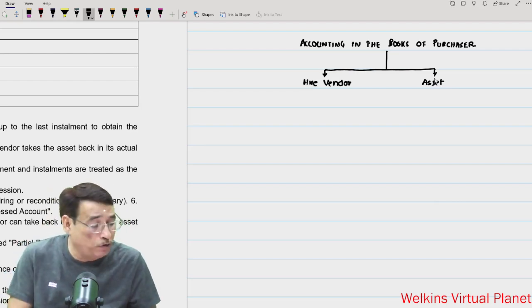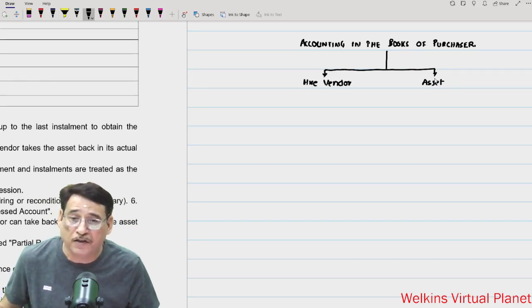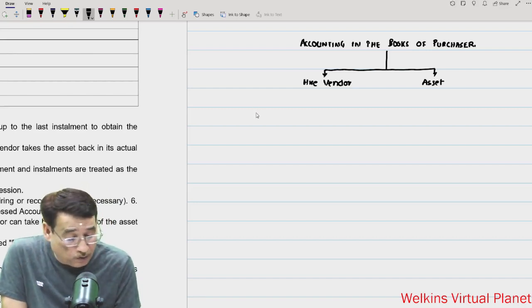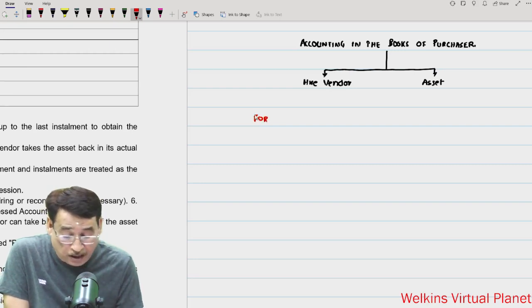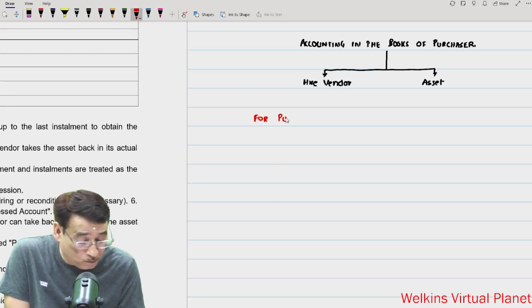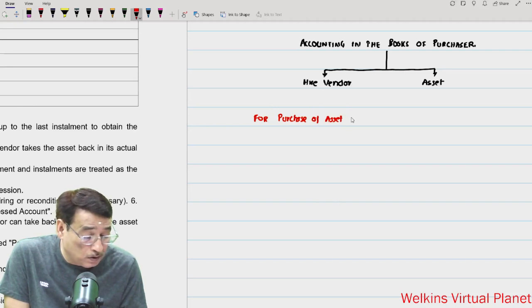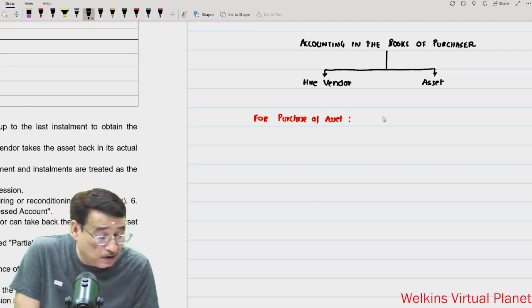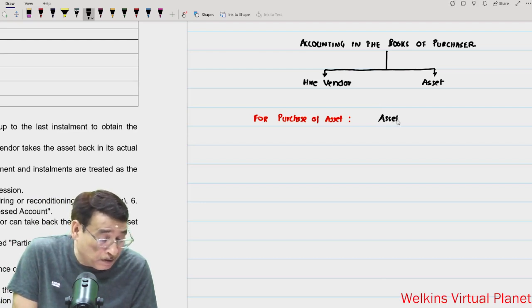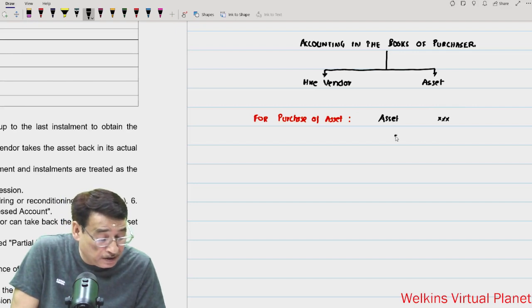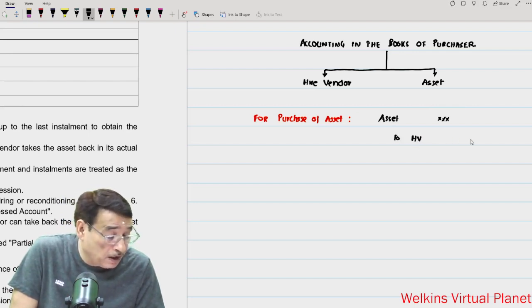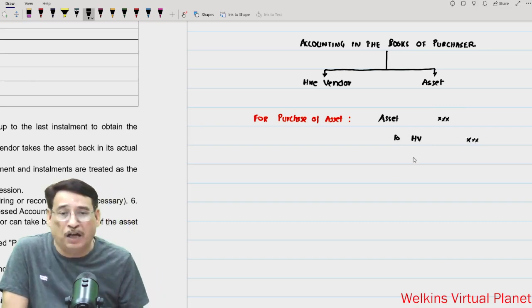In order to prepare these two accounts, we also saw in the last session how the accounting is done. First, for purchase of asset. This entry is done on the date on which he purchases the asset. The purchaser will write the entry: asset account debit, and this entry will be done with the cash price. Remember, cash price happens to be the cost price for the purchaser. Asset account debit to hire vendor account. That means this much amount is payable to the hire vendor.